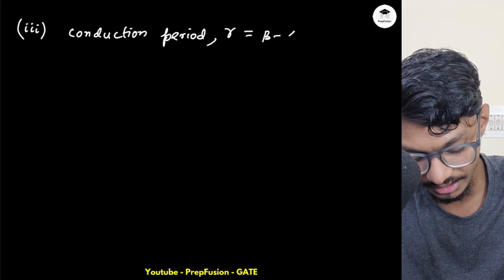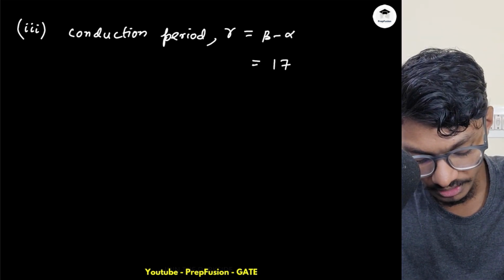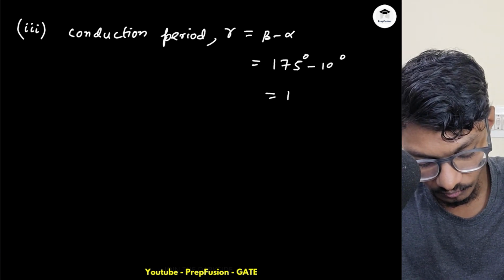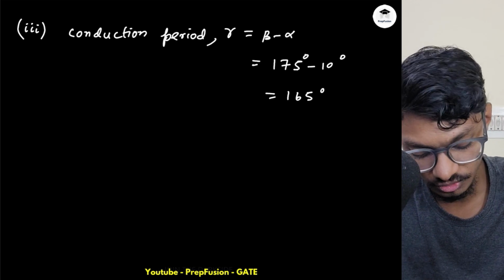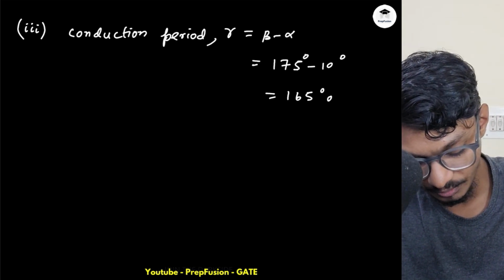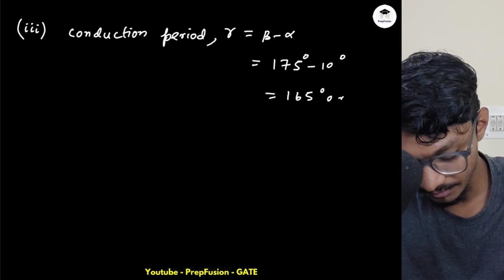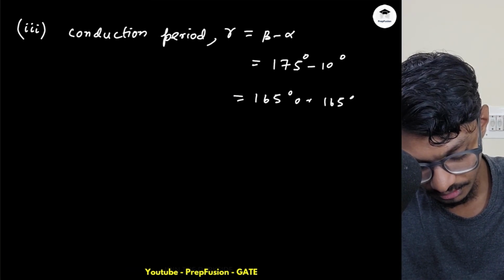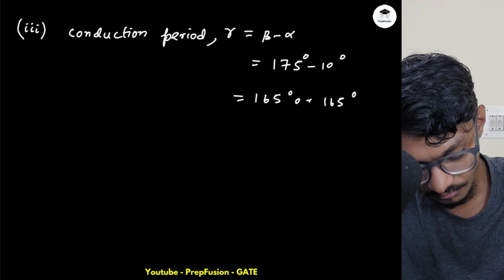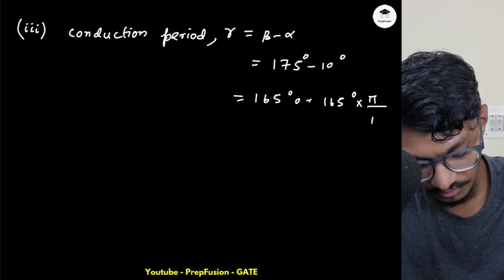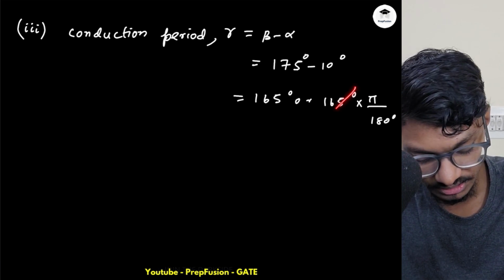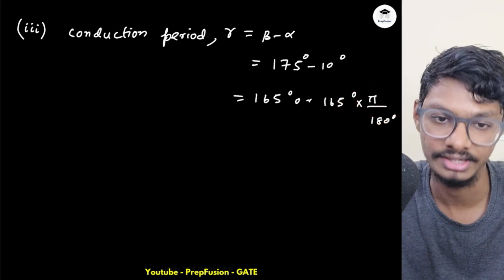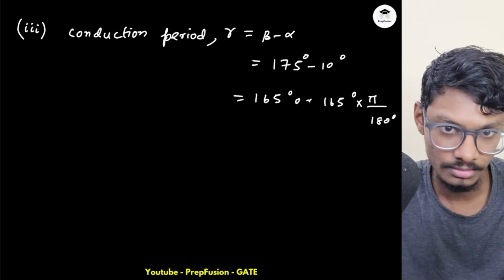This will be beta minus alpha. So this will be simply 175 minus 10 degrees, which is 165 degrees. If they have asked in radians, you can convert this into radians by multiplying by pi by 180. So 165 degrees into pi by 180. Basically this degree unit gets cancelled out and only the radian unit is present. That's how I remember this formula to convert from degree to radian.